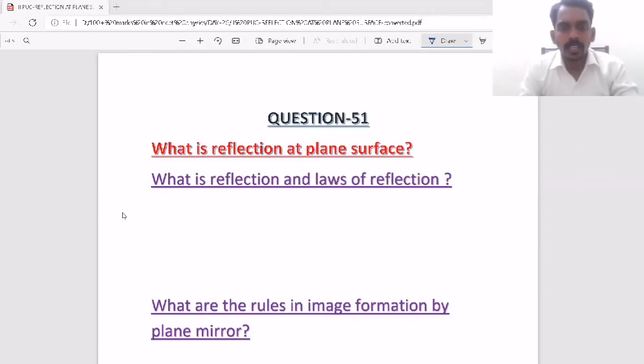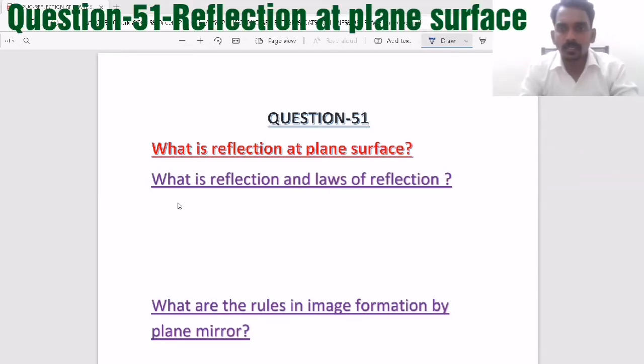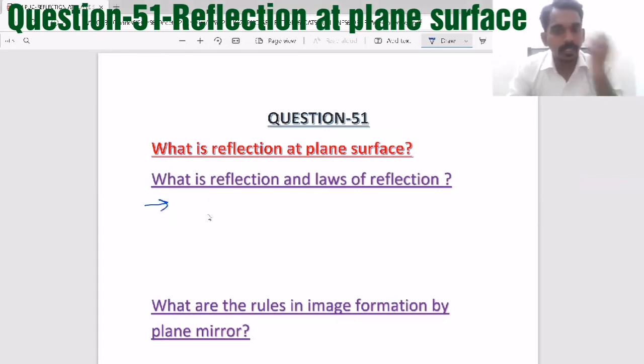Today we are going to study question number 51, that is about reflection. Reflection at plane surface. Let's see what kind of questions will be asked based on this. So the very first thing we have to understand here is what is reflection and the laws of reflection.